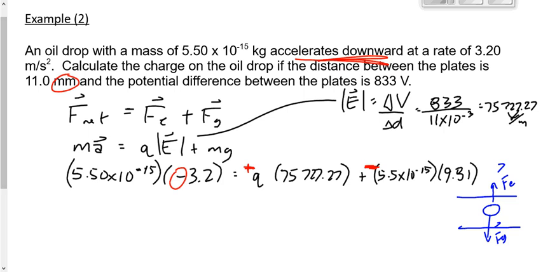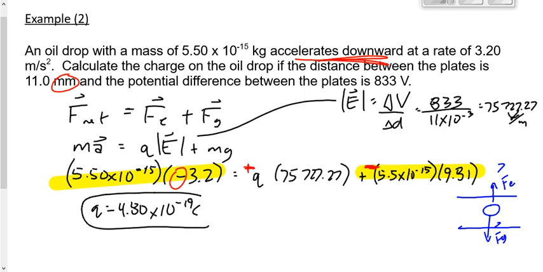Okay, get this number. The negative, take it over to the other side by adding. Divide by 75727. And when we do, we end up getting a value of Q of 4.80 times 10 to the minus 19 coulombs. Now, we want to know the charge. I should have told you at the beginning that the electric field is downward. You needed to know that to determine the type of charge you have. I got 4.8. That doesn't tell me it's positive. That just gives me the magnitude.